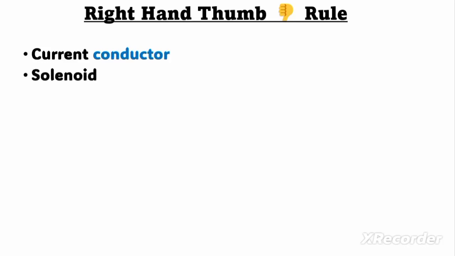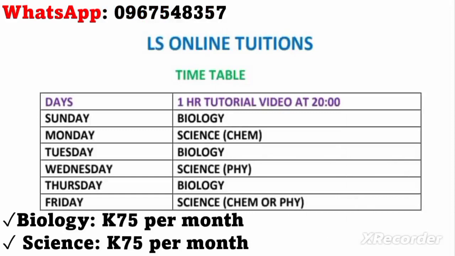In this video, we are going to look at the right hand thumb rule. In order for us to look at this rule, we are going to consider two scenarios. Scenario number one, current conductor. We are going to look at how we can apply the right hand thumb rule to a current conductor. We are also going to look at the solenoid. These are two situations we are going to consider when applying the right hand thumb rule.